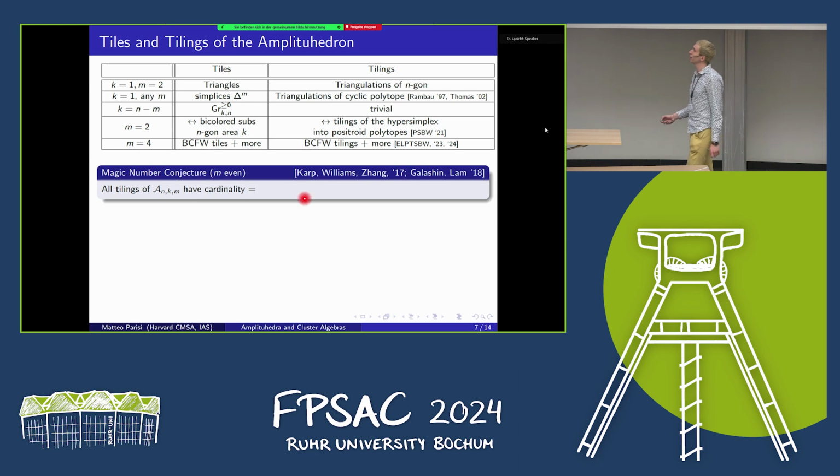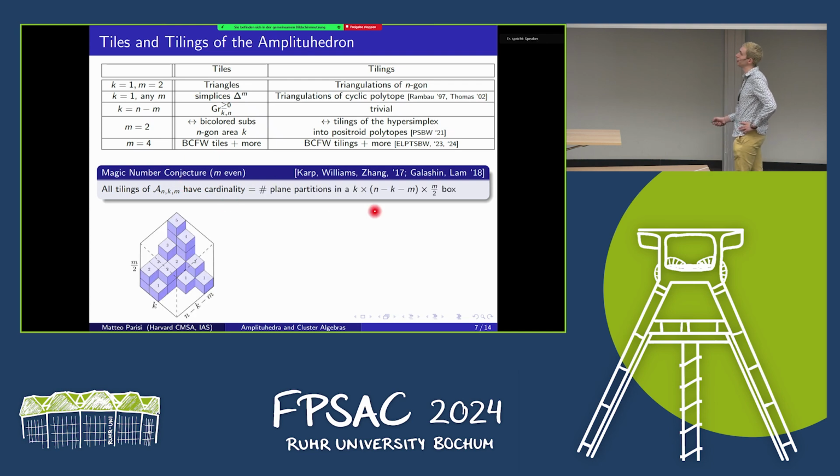If you want further motivation to explore tilings and their combinatorics, there is a very nice combinatorics associated to them that comes from a conjecture we call the magic number conjecture, which holds for even m. This was formulated by Steven Karp, Lauren Williams, and Yan Zhang, and then extended by Galashin and Lam, and says that all tilings of the amplituhedron for n, k, and m have the same cardinality, which is the number of plane partitions in a box with these sizes. It's surprising that an object like the amplituhedron has tilings with the same cardinality.